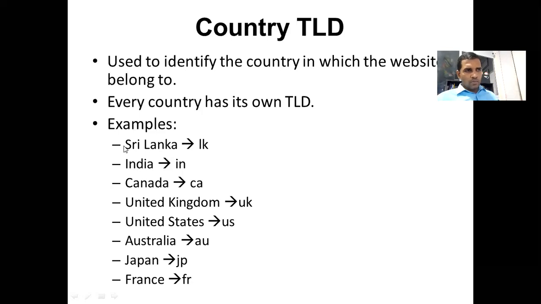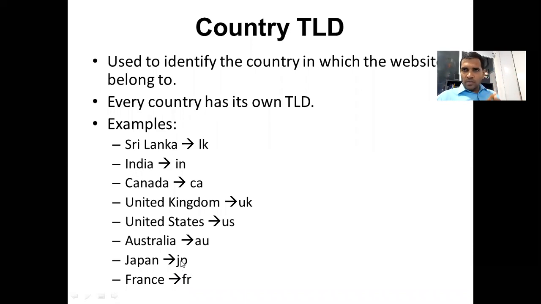So look here, I have listed some of the country TLDs. If it is a Sri Lankan organization, definitely it is LK. If it is India, these are the TLDs. Next to the arrow, I put the TLD. Always or most of the time, country TLDs have 2 letters. LK, India IN, Canada CA, United Kingdom UK, United States US, Australia AU, Japan JP, France FR. So like that, every country has its own country TLD.